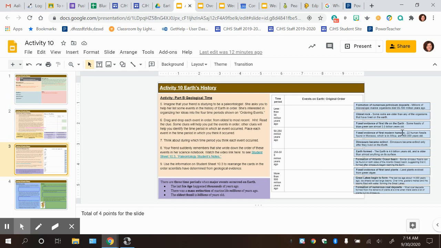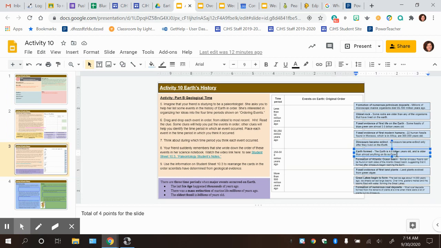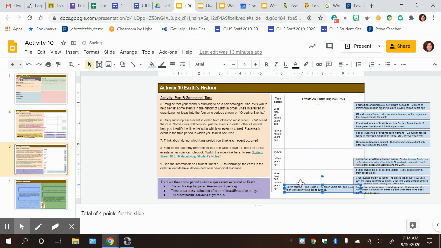I would say when we talked about the Earth forming, all these other events happened after the Earth formed. So, it says 4.6 billion years ago, and down here this says more than 500 million years. So we could go ahead and take this and drag this down here at the bottom.